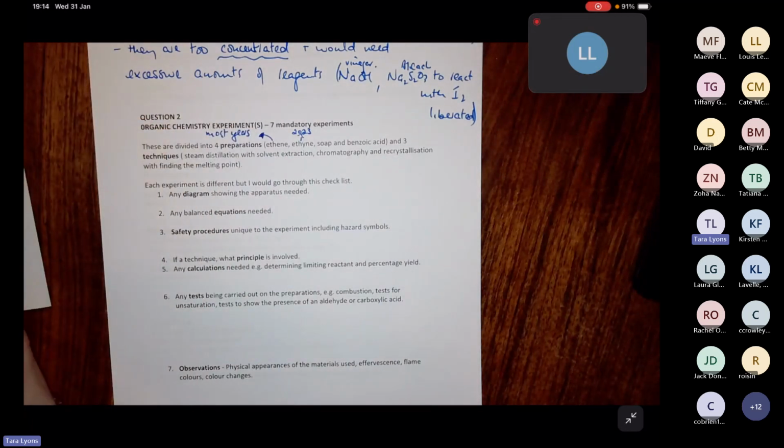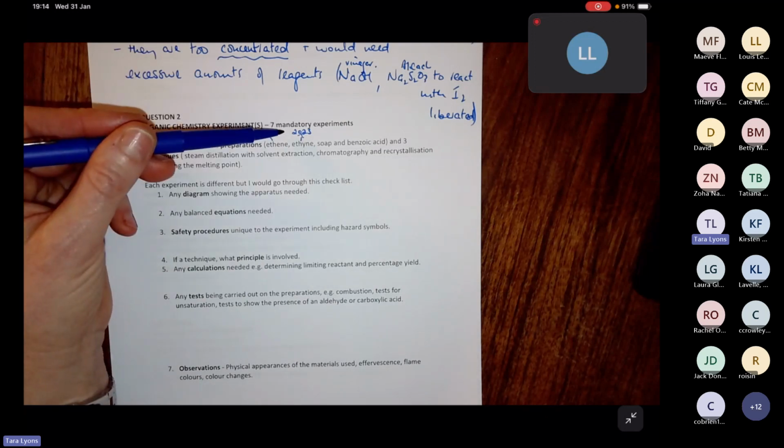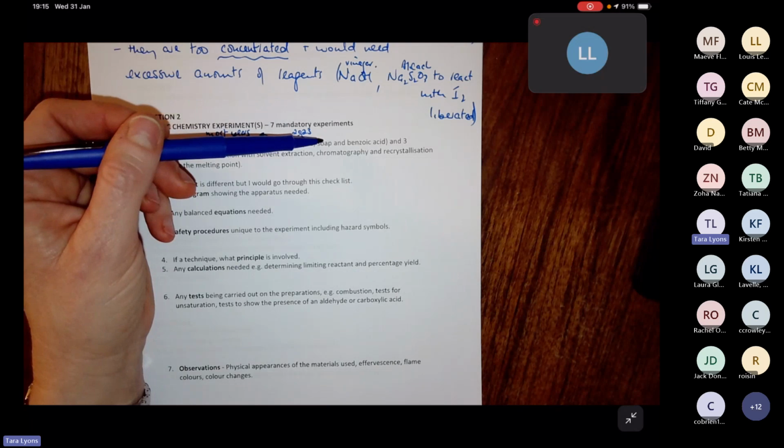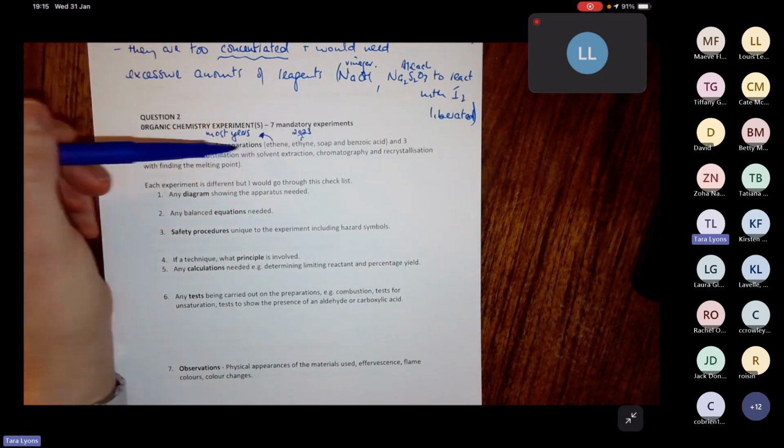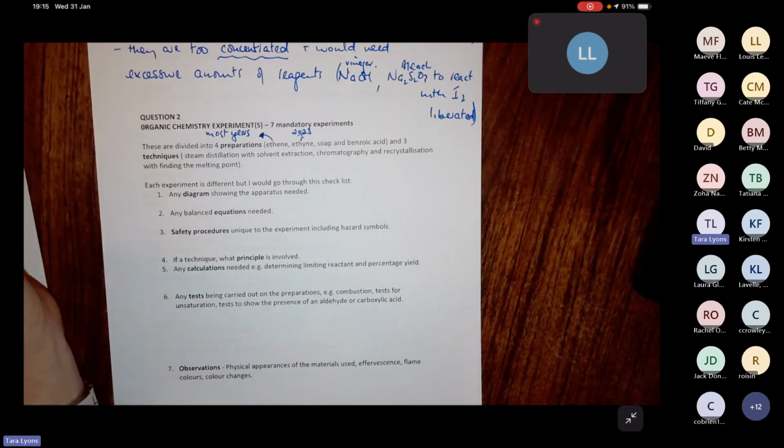So that is a preparation that I would definitely look up, because it's there most years. If it's not in section A of the paper, ethene preparation is somewhere in section B. As I said, ethyne came up in 2023. Soap was there about 3 years ago, benzoic acid relatively recently as well. So they've kind of gone down the preparation route for the last few years. So maybe it's time for our techniques.